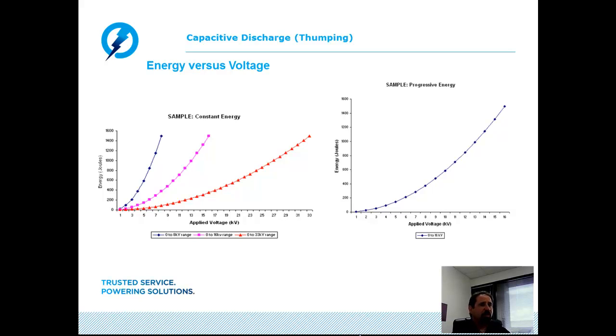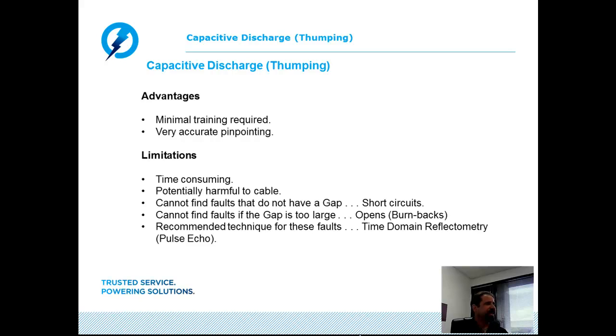And remember, voltage is what causes stress to a surface aged cable, not the energy. So, the advantage of the capacitive discharge technique is that it requires fairly minimal training. You'll need some safety training on how to properly handle the instrument, make connections, and set the various controls, but the capacitive discharge or thumping technique is very easy to learn and very accurate at pinpointing.